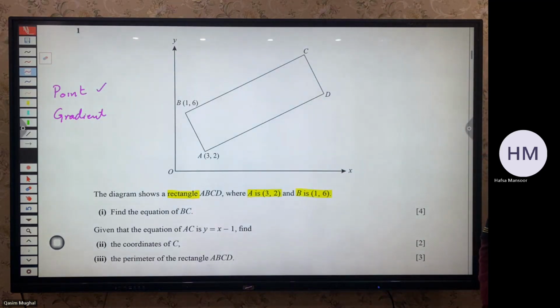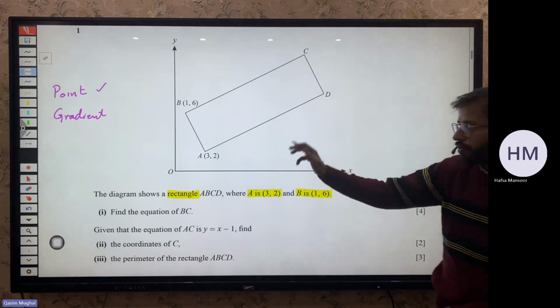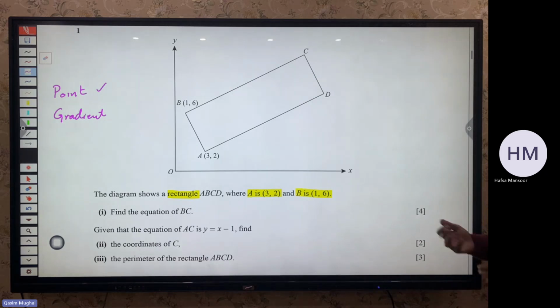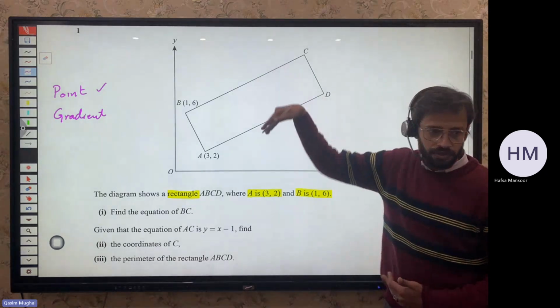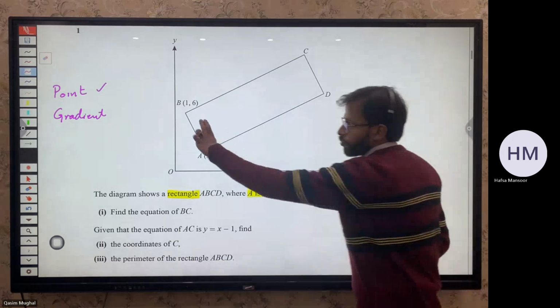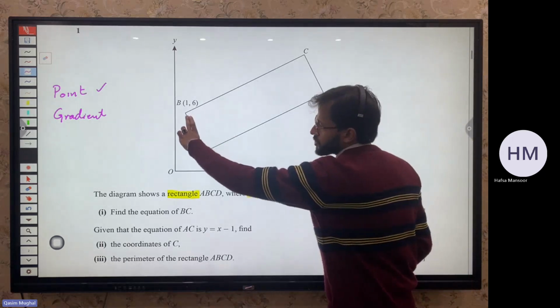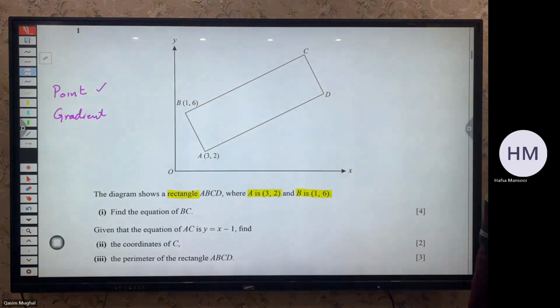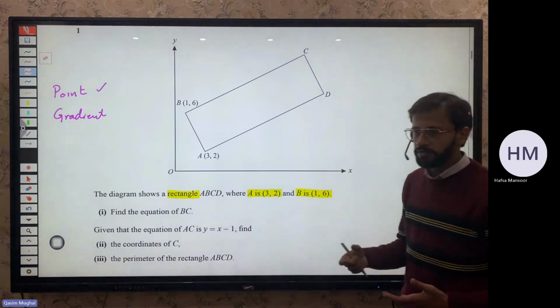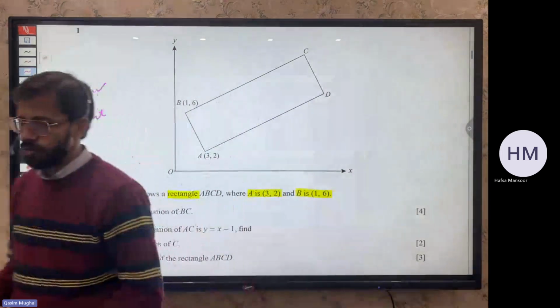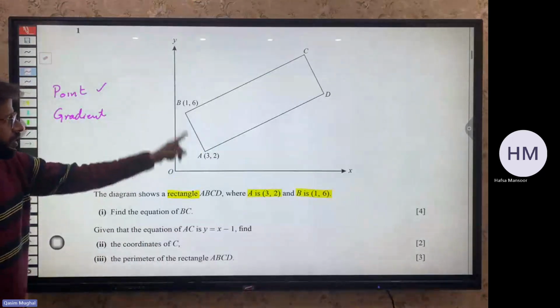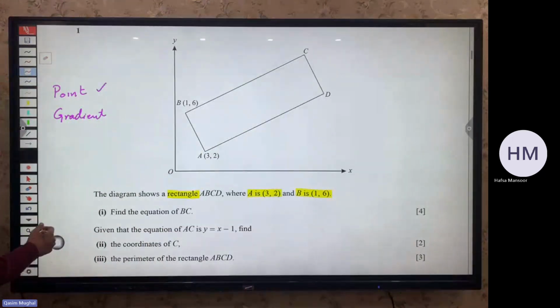AD. Do we know the coordinates of AD? We know the coordinates of A, but do we know the coordinates of D? Okay, we can't even relate the gradients of these two parallel lines. We only know the coordinates of these two. What is the relation of AB and BC? Perpendicular. They are perpendicular. So when two lines are perpendicular, we know the relation of their gradients: their product is equal to -1, or the gradients are negative reciprocals of each other. So let's just work out the gradient of AB first of all.